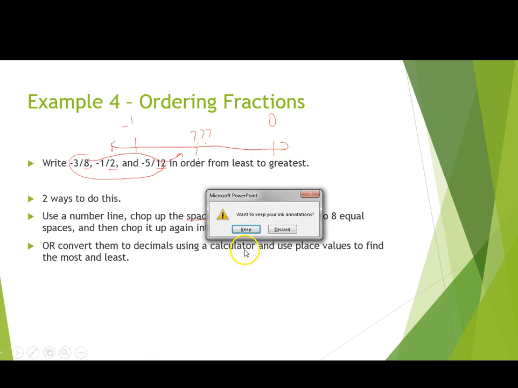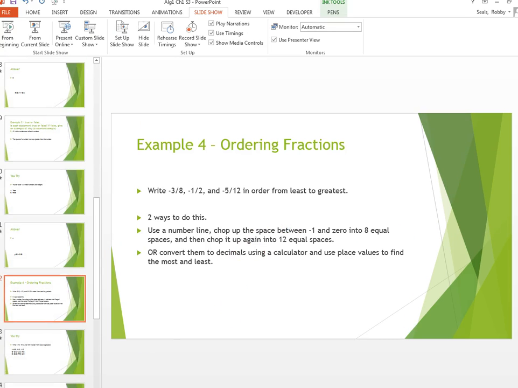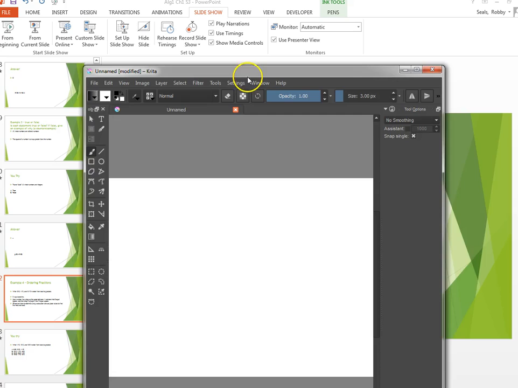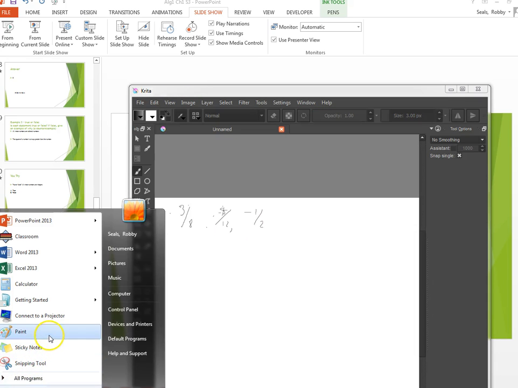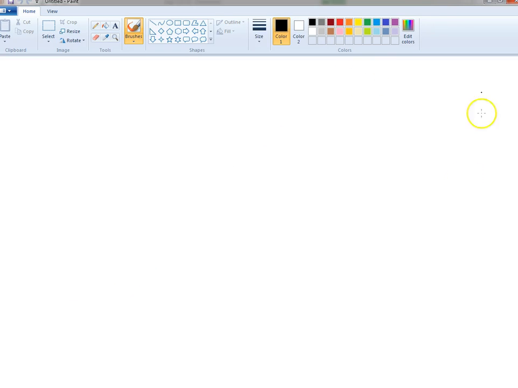So I'm going to get out of PowerPoint and go to my drawing board. -3/8, -5/12, and -1/2. Sorry, something's going on with my writing utensil. I have to just go with pink today.